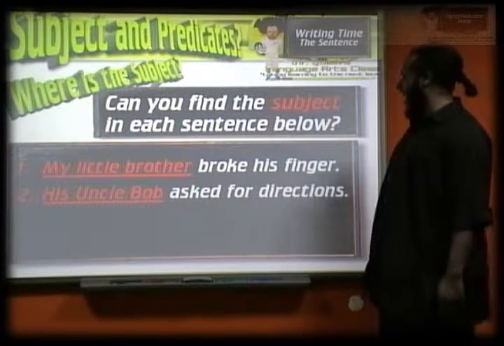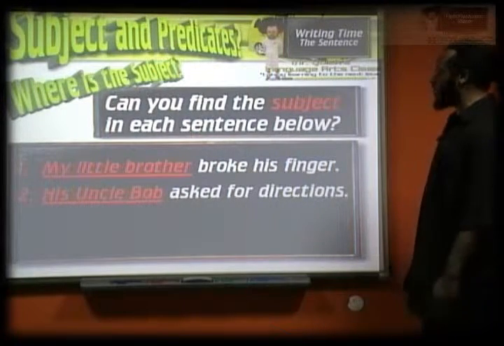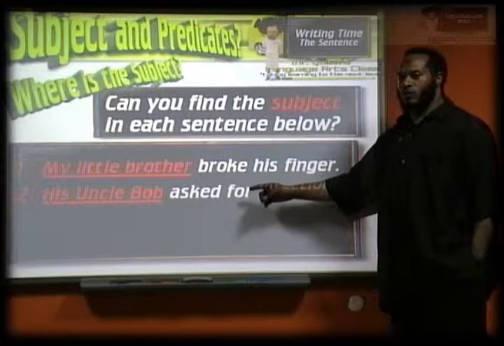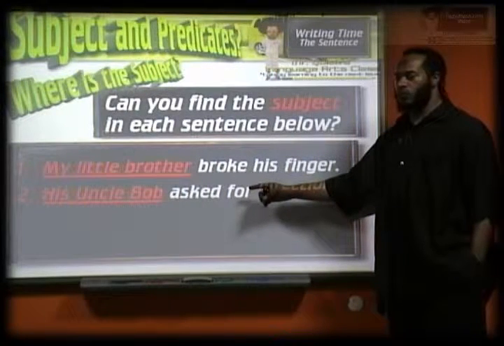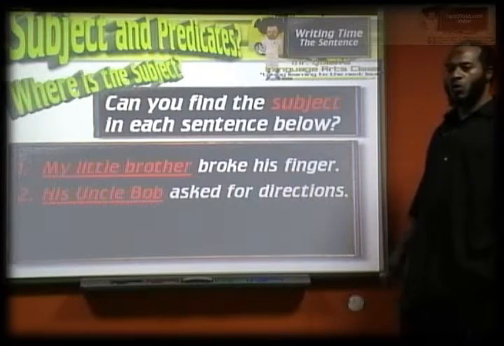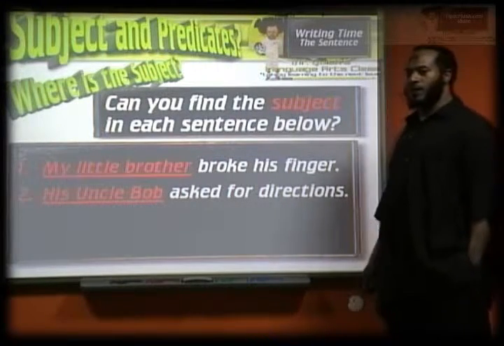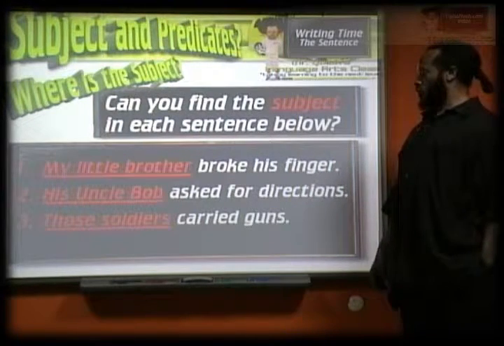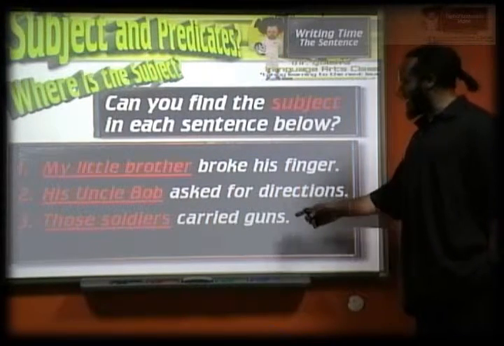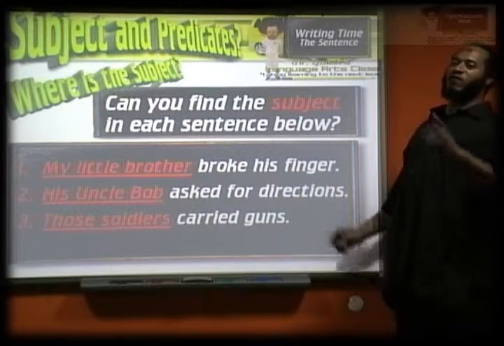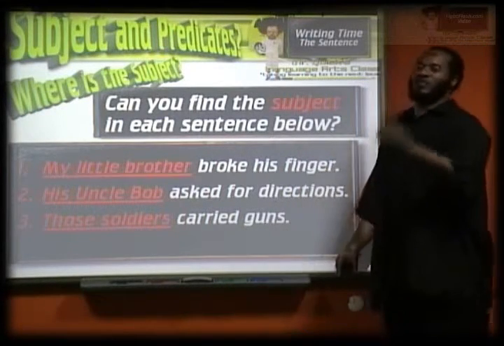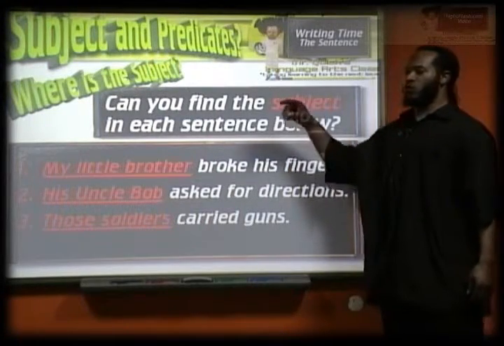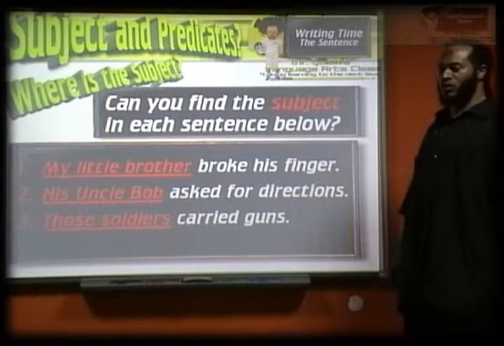His Uncle Bob asked for directions. And we looked for the verb asked, and we asked the question who, and we looked before the verb and we found his Uncle Bob. Yes, his Uncle Bob. Those soldiers carried guns. And of course, we looked for the verb carried and we asked the question who or what, and in this case, who. And we looked before the verb and we found those soldiers.